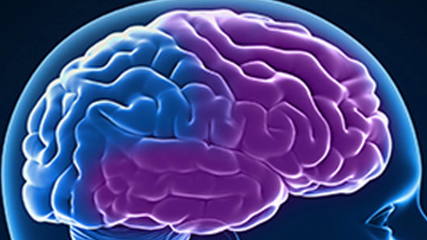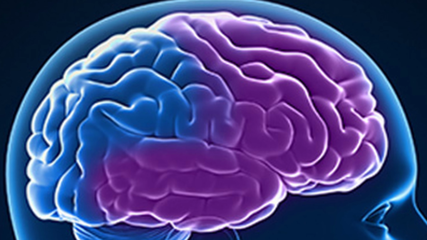Frontotemporal dementia affects the front and sides of the brain, the frontal and temporal lobes. Signs of frontotemporal dementia can include personality and behavior changes, language problems, and problems with mental abilities.